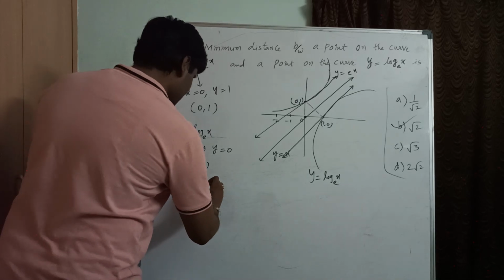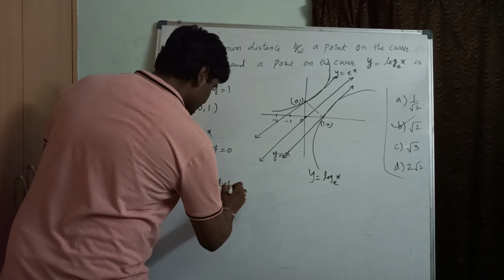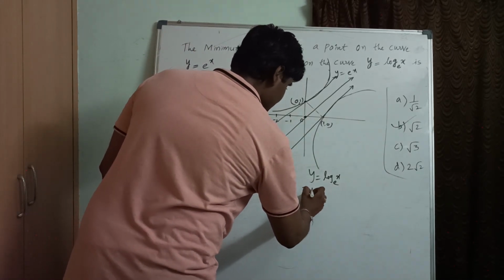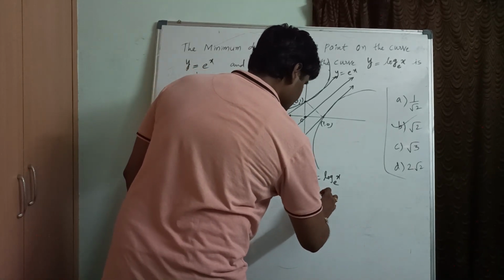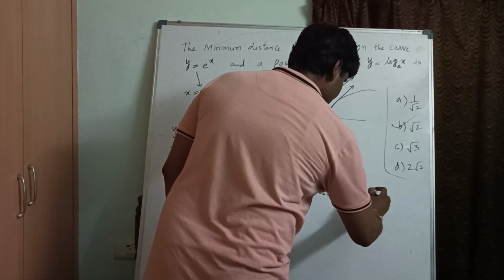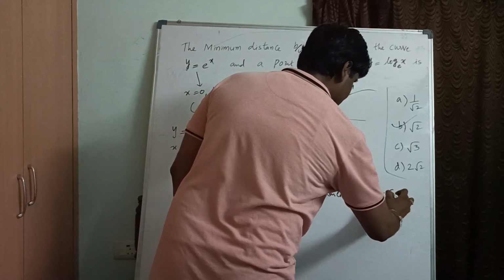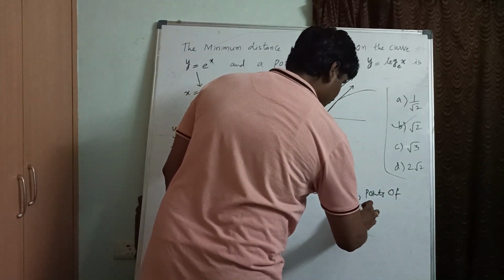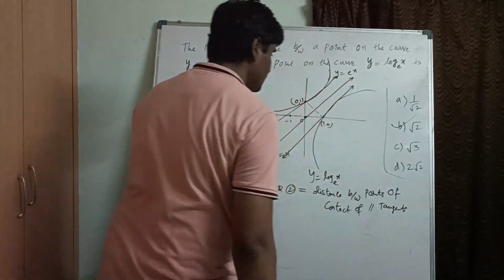I can write here, shortest distance between 1 and 2 is the distance between points of contact of their parallel tangents. So it's very easy to understand.